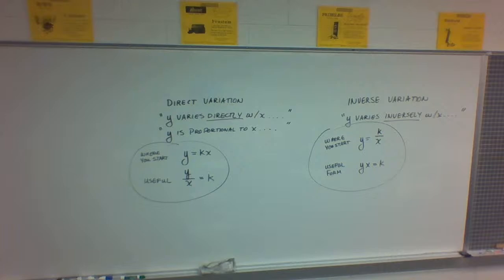Look at the next one. What's 1 times 2? What's 2 times 4? Then it's not inverse. What is 2 divided by 1? What is 4 divided by 2? Oh, that's good evidence. 8 divided by 3?